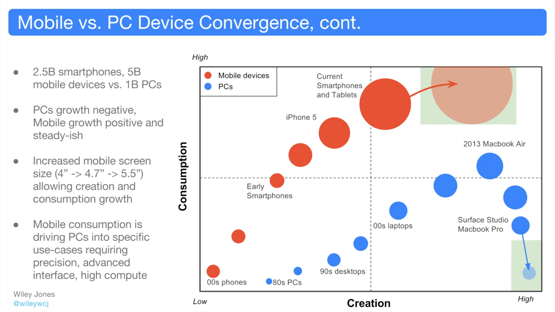So, formalizing some of the comments I've just made in notes, we actually do have 2.5 billion smartphones right now out there, 5 billion mobile devices, versus 1 billion PCs, and seeing the new scale that we're reaching in computing in terms of the number of units.